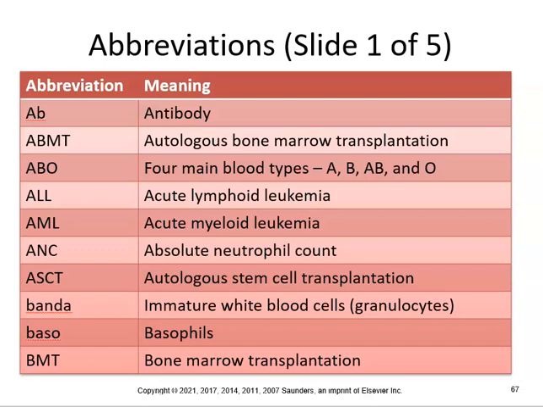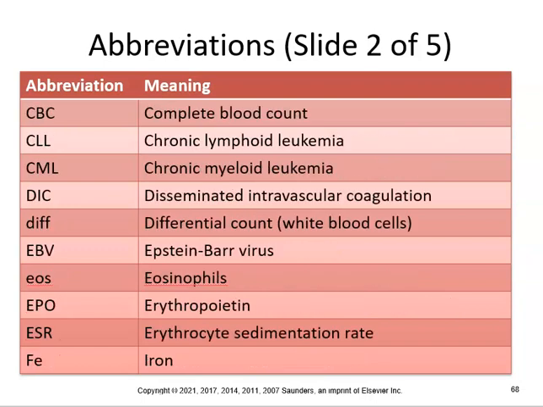So here are some easy abbreviations: AB, antibody; ABMT, autologous bone marrow transplantation; ABO, four main blood types; ALL, acute lymphoid leukemia; AML, acute myeloid leukemia; ANC, absolute neutrophil count; ASCT, autologous stem cell transplantation; BANDS, immature white blood cells; BASO, meaning basophil; BMT, bone marrow transplantation. You'll see these abbreviations in the medical chart, so you could always look these up, so you don't have to memorize all of them. I'm sure a lot of nurses still look these up, but there are some common ones that you should know.